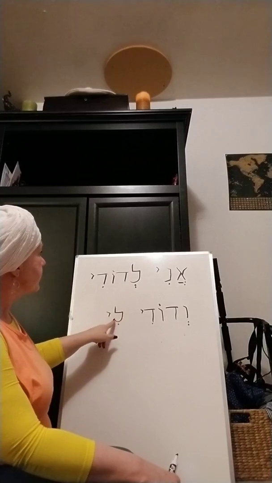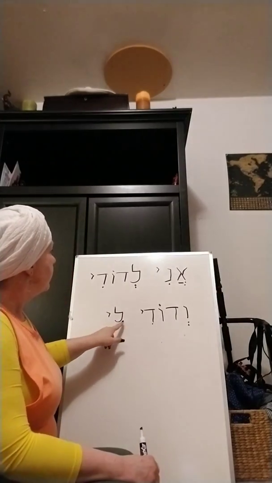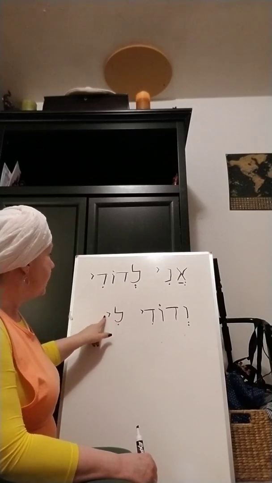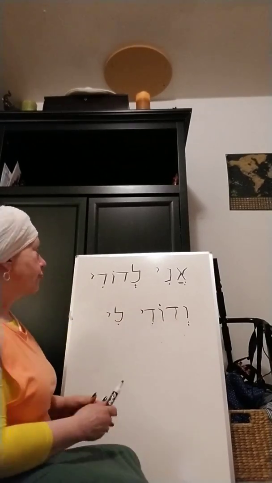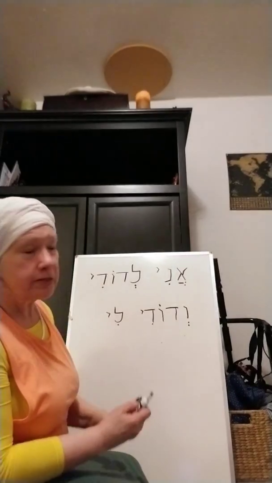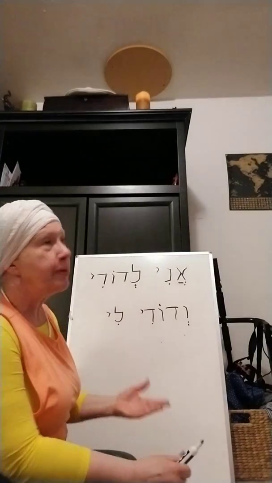Here's the prefix, here's the suffix, and that's all you have, a prefix and a suffix. Li, for me. I am for my beloved, and my beloved is for me. That's from Song of Songs. It is written into most ketubas.